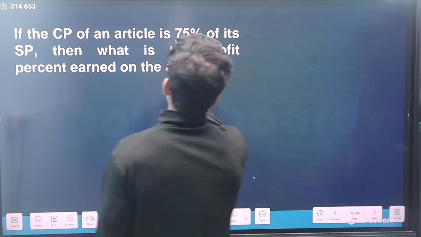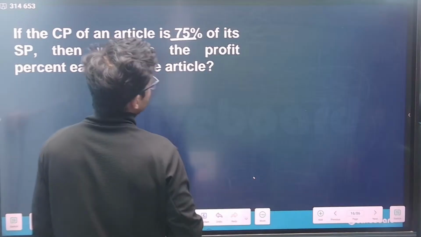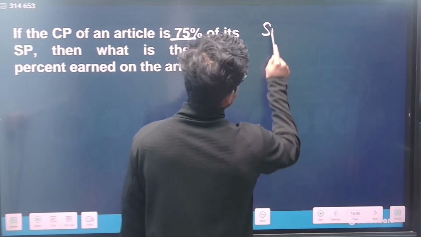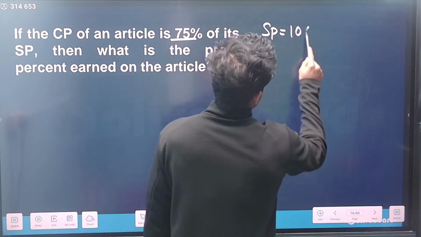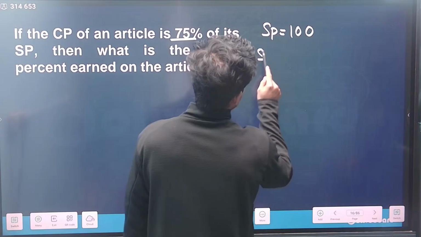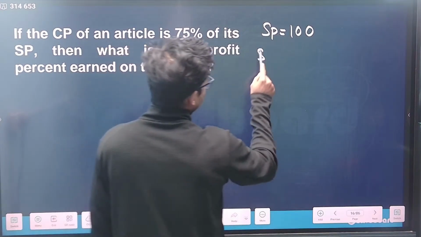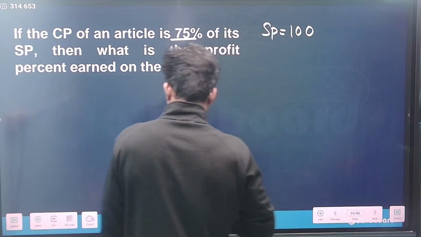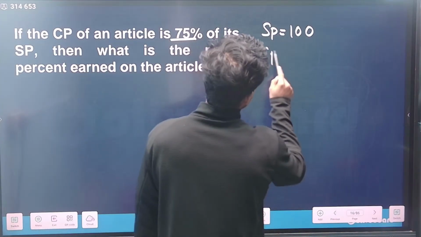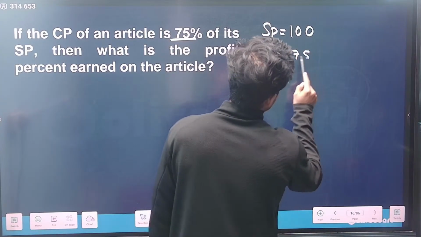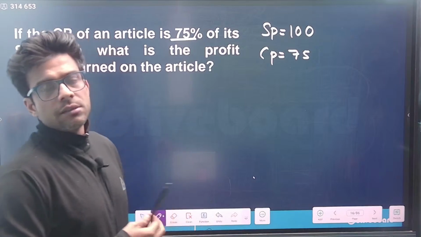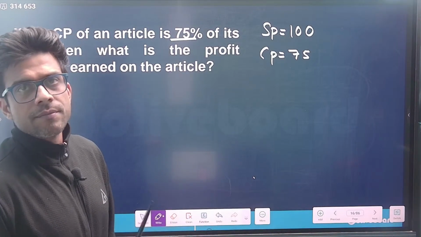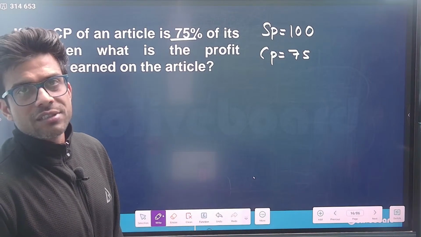Now CP is 75% of the selling price. Means my selling price must be 100, na? If my selling price is 100, then my cost price would be 75. This is the language saying, na? Then my cost price would be 75%. Correct? Yes or no? This is the language saying. I hope this is clear, everyone.